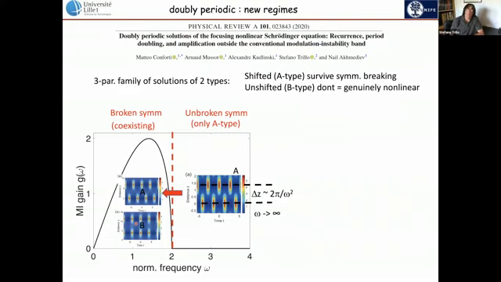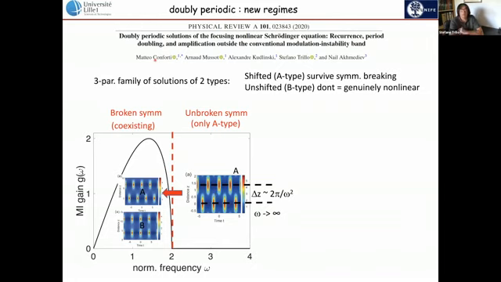I'll tell you the story. We were working with Matteo Conforti on these solutions a few years ago, and we realized that the shifted orbits, the A-type, do not exist only in the modulation unstable region, meaning between 0 and 2 in terms of frequency, but also at higher frequency. This was pretty surprising at that time, but actually it is not.